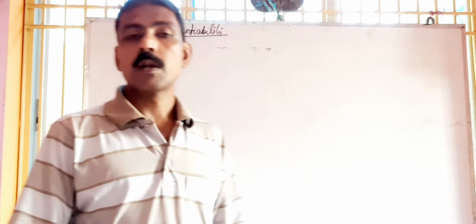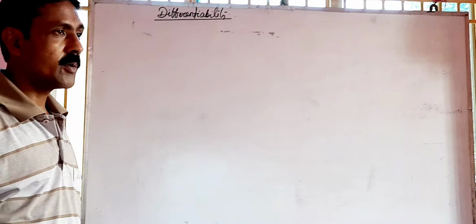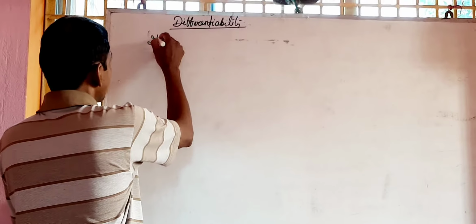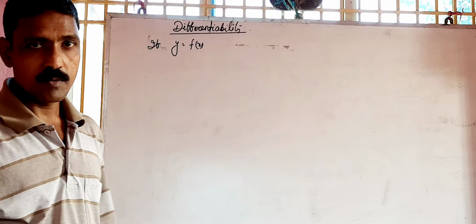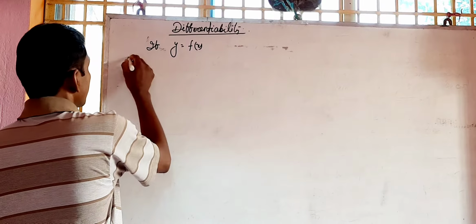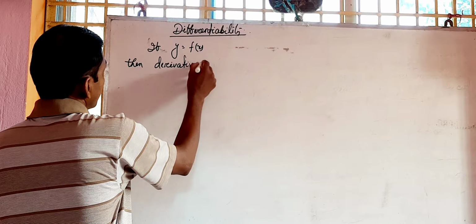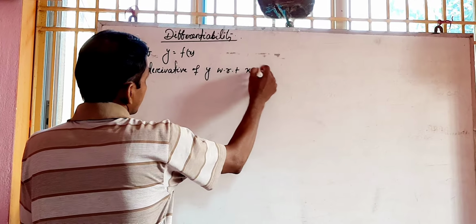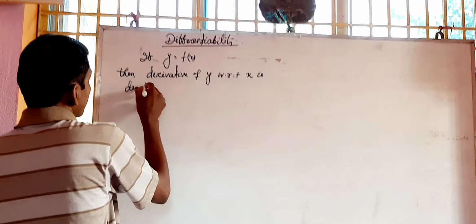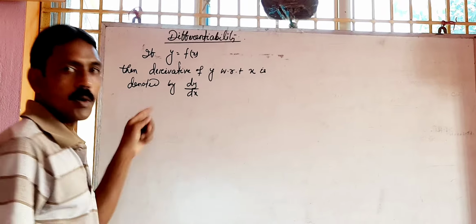In class 11 we have already learned about the derivative of a function. So let us just recall. What do we mean by derivative? We know that if y equals f of x is a function, then the derivative of y with respect to x is denoted by dy by dx.